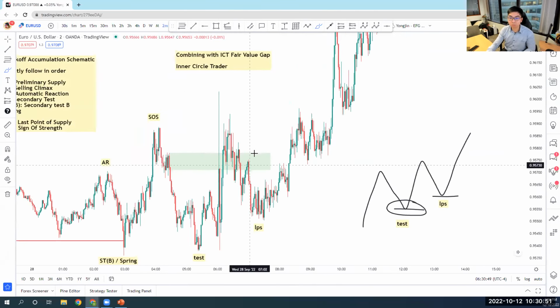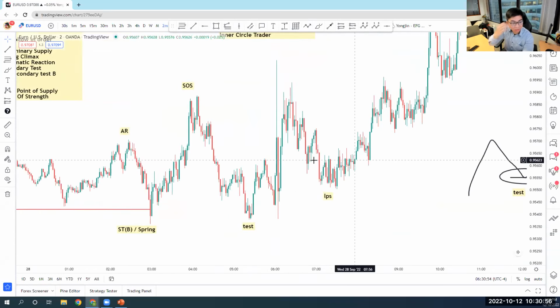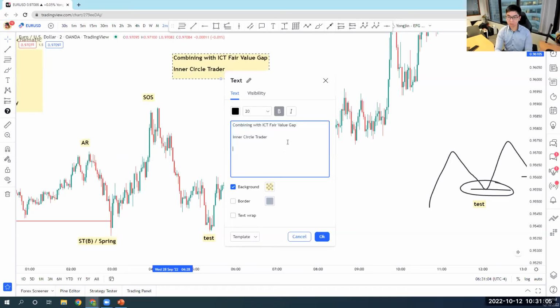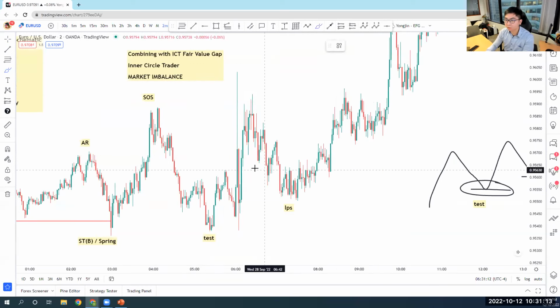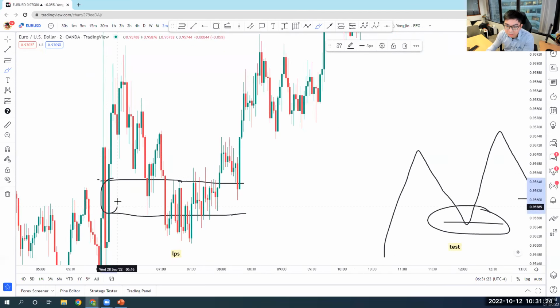So how do I refine the trade? What I want to do is, as you can see on the 2-minute chart right now, there is something called the market imbalance. So how do we spot the market imbalance? Look at this area. You guys notice it? Price has not previously come back down to clear this area. There's an empty area.